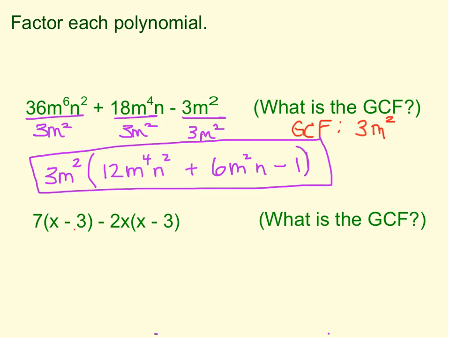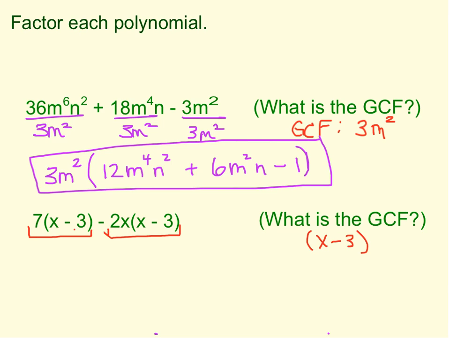Alright, so this next one looks a little bit weird. You might be tempted to do some multiplying and distribute this out, but let's just think about it in 2 parts. You have this section and you have this section. Do they have anything in common? Well, you might say, yeah, they have an x minus 3. So your x minus 3 is actually your GCF, because that's what they both have in common.